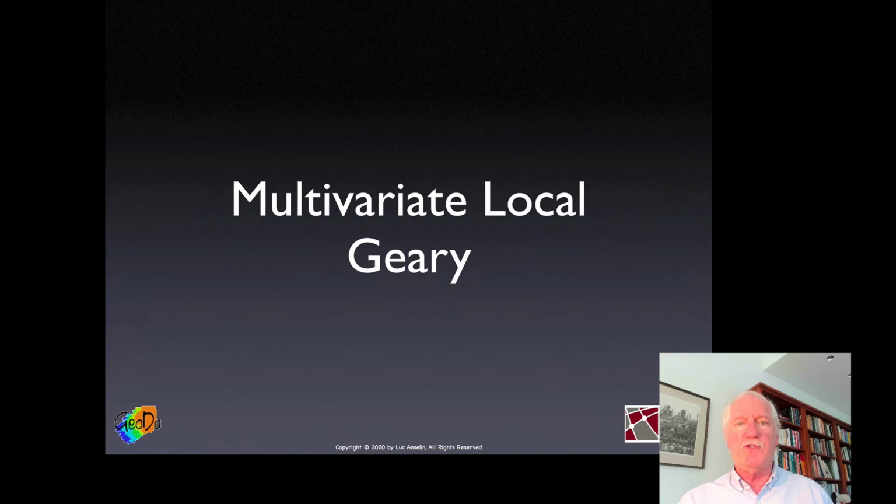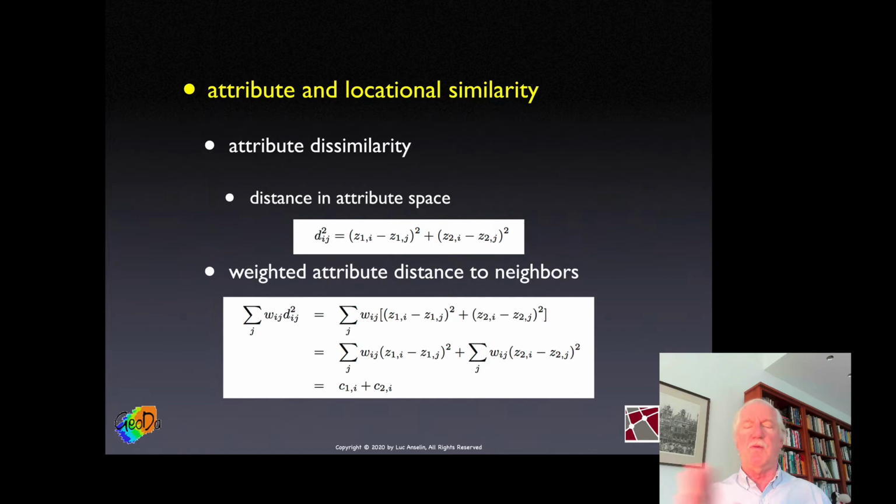So the first statistic is a multivariate extension of the local Geary statistic. We talked about Geary when we discussed global spatial autocorrelation, and I won't repeat it here, but basically the difference between Geary's C and Moran's I is that Moran's I uses a cross product measure of attribute similarity, and Geary's C uses the square distance.